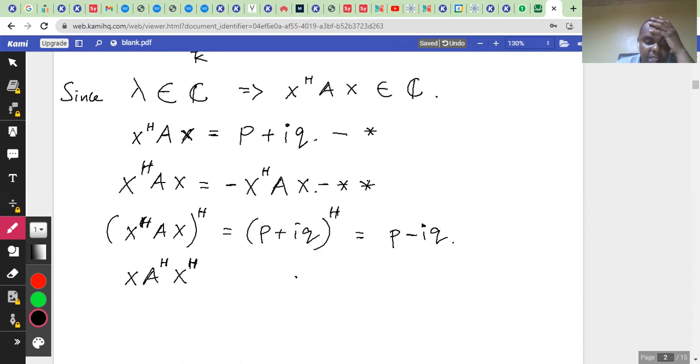But A^H, remember A is a skew-Hermitian matrix. It's going to be negative A. Which is the same as p minus iq, right? Yes.